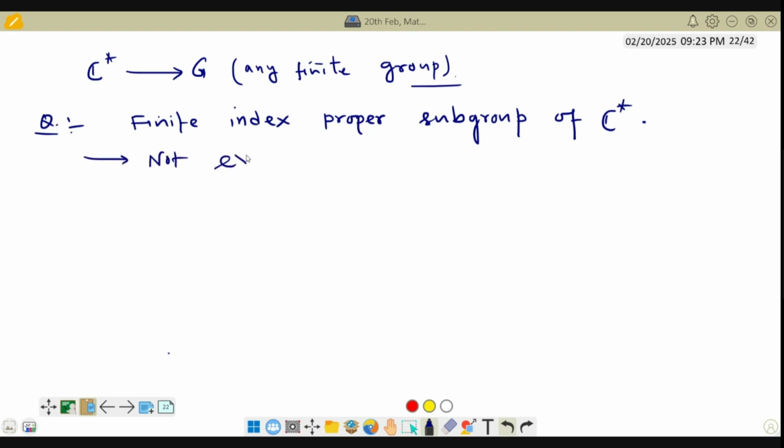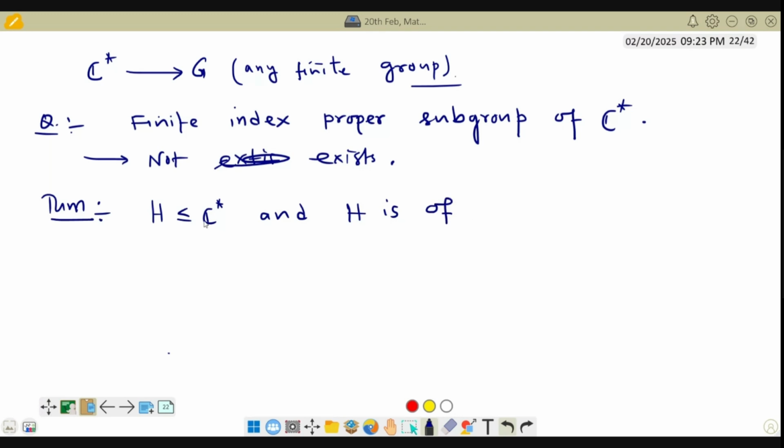So this does not exist. That means as a theorem you can keep: if H is a subgroup of C star and H is a proper subgroup of finite index, then H is equal to C star. The proof is not tough, it is a very basic argument. So now use this. What can you say about this then?